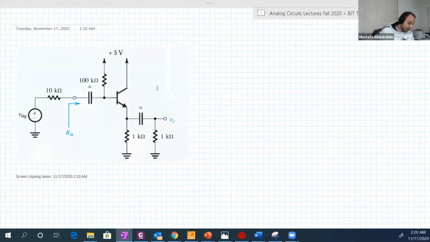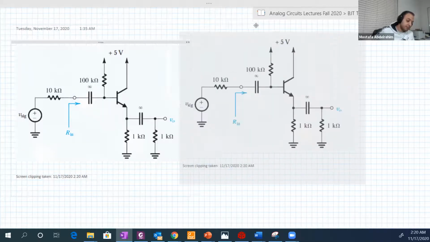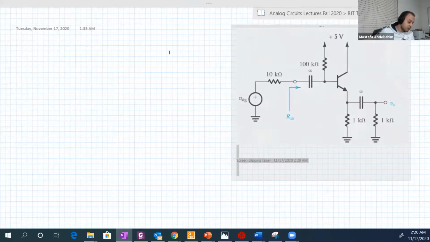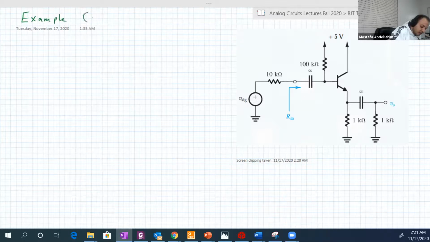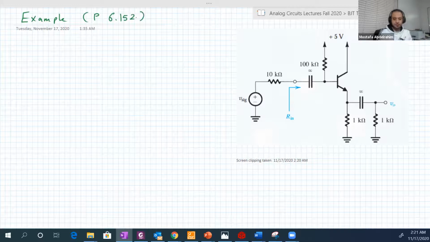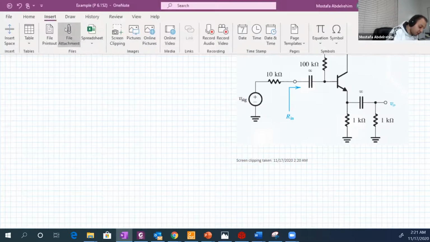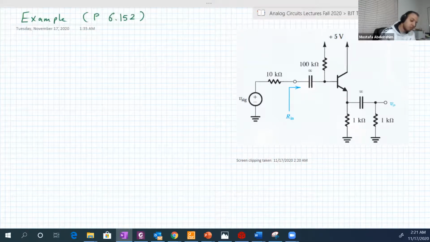Okay, so this is actually an example problem, problem 6.152 in the Sedra/Smith book. So what's required here? You have the problem in the book.